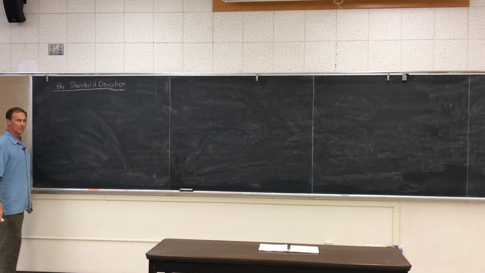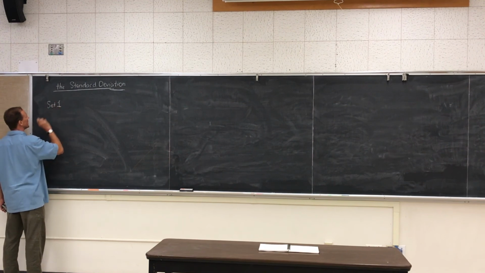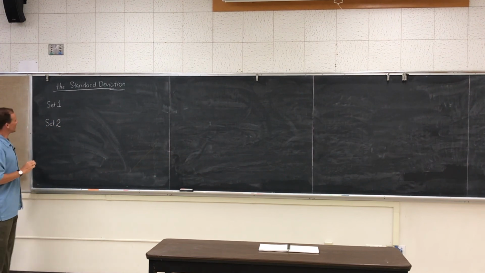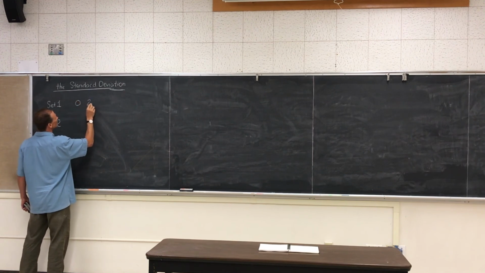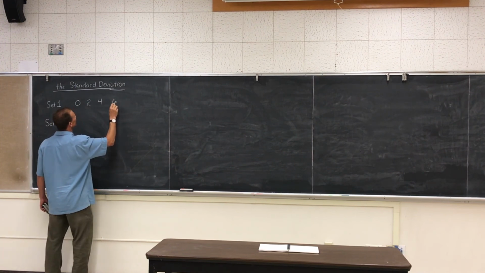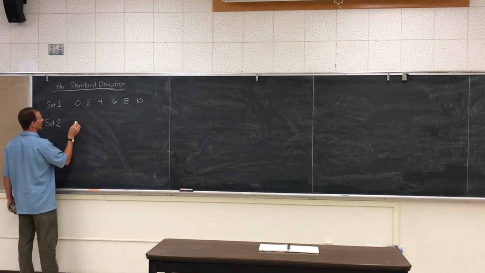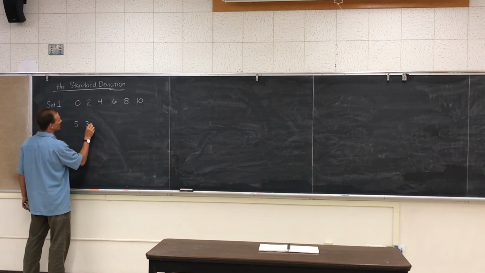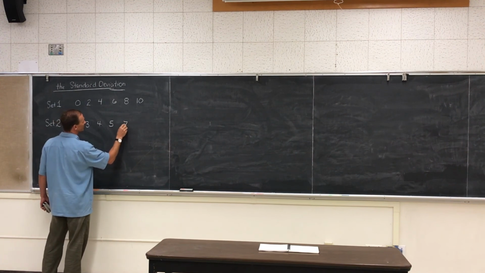Okay, here we go. I need to give you a data set. We'll call the first one set 1, and we'll call the second one, how about set 2? Pretty creative names. The first set, let's try the numbers 0, 2, 4, 6, 8, and 10. And then for our next data set, how about a 5, a 3, a 4, a 5, maybe a 7, and a 6.